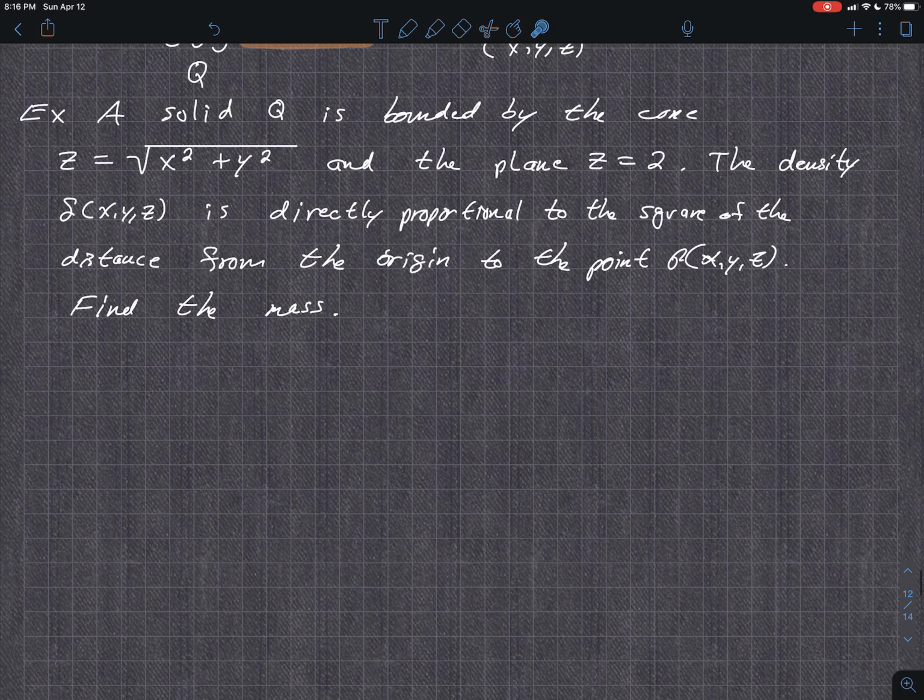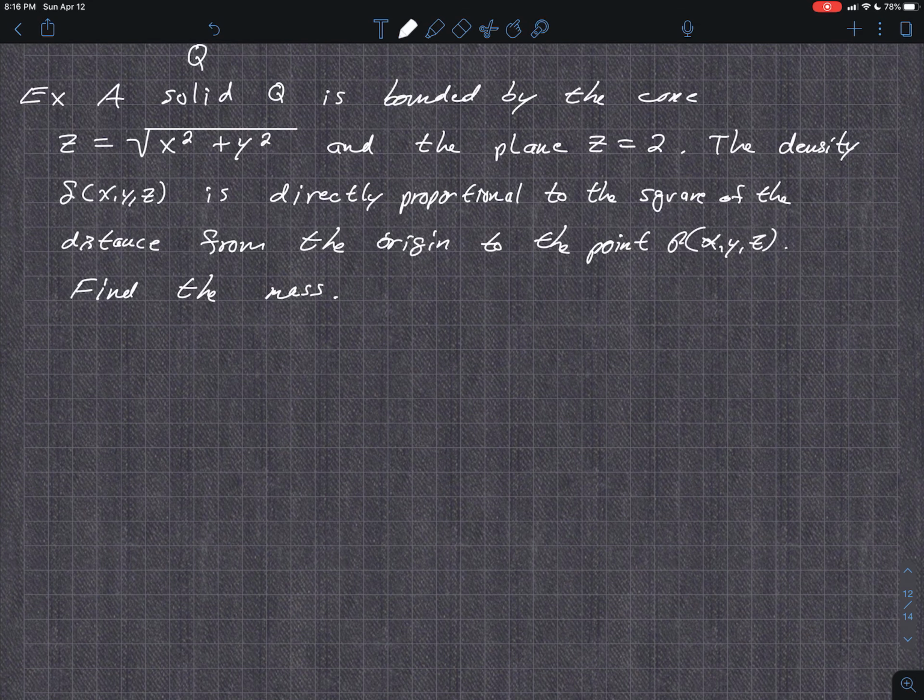Okay, now let's look at an example. A solid Q is bounded by a cone, z equals the square root of x squared plus y squared, and the plane z equals 2, which basically just cuts it off. Now here's the statement for the density function. The density, delta of x, y, z, at a particular point, is directly proportional to the square of the distance from the origin to the point. We'll get to that in a second.